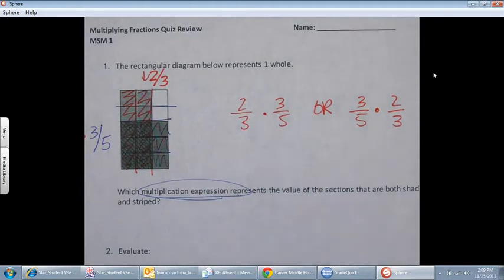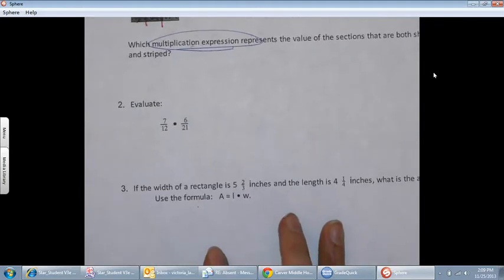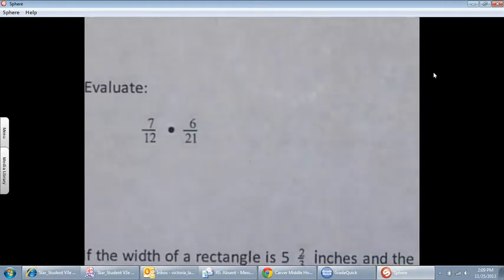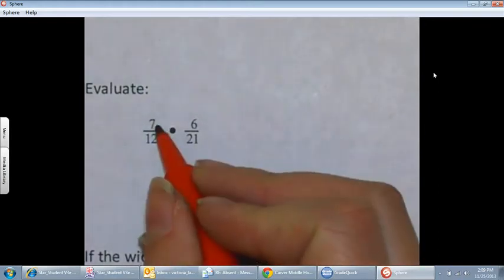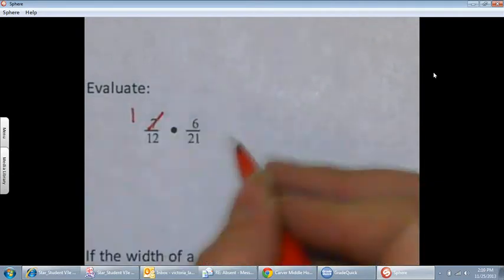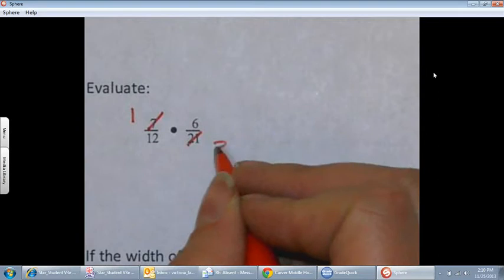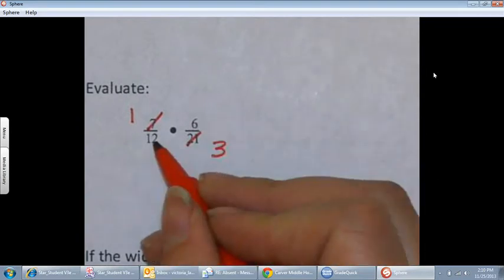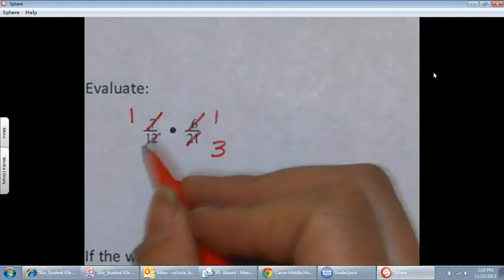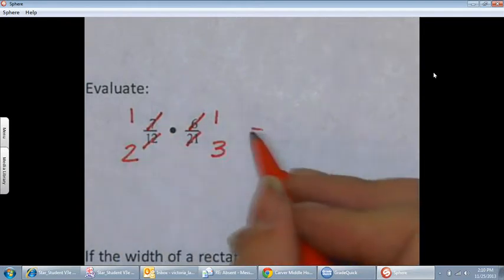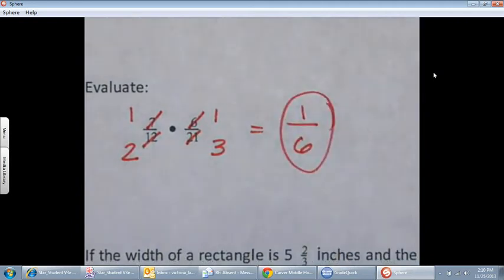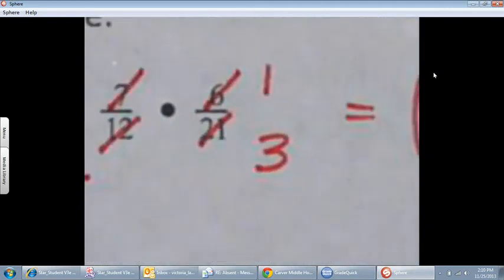Okay. Second one tells us to evaluate 7/12 times 6/21. So we're going to look diagonally and see, is there anything that goes into 7 and 21? 7 does, so 7 divided by 7 is 1, and 21 divided by 7 is 3. Is there anything that goes into 6 and 12? Well, 6 is the greatest common factor, so 6 divided by 6 is 1, and 12 divided by 6 is 2. So 1 times 1 is 1, and 2 times 3 is 6. So your answer should be 1/6. Whoops, sorry, I didn't mean to zoom in.